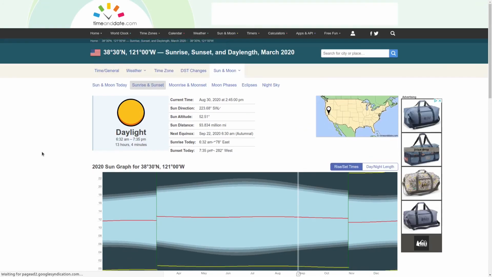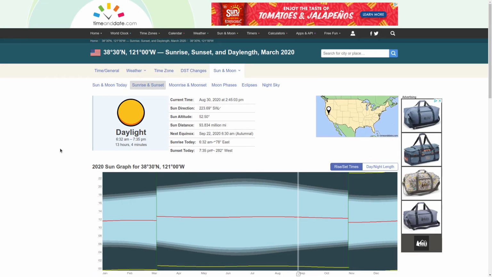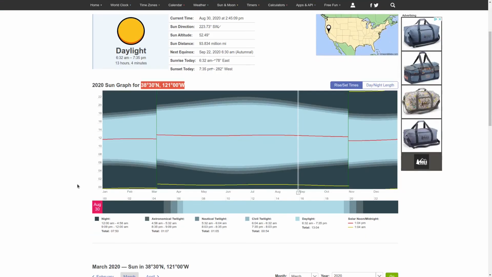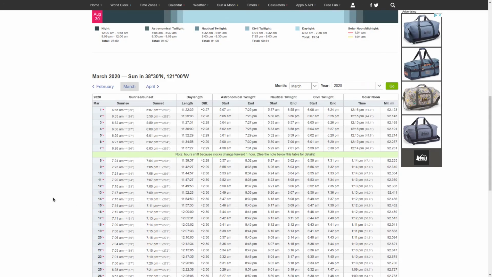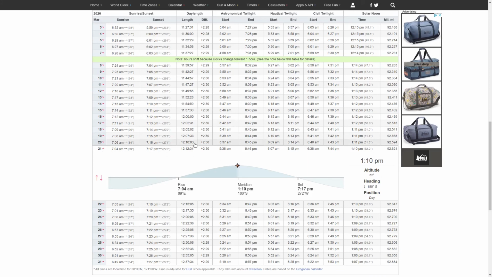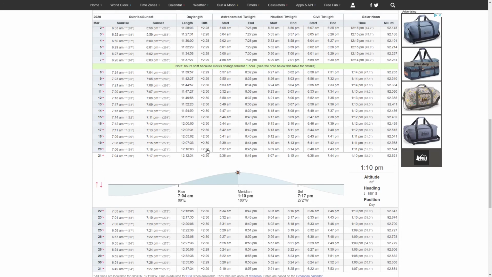In March, one of the things I should probably tell you, I also set this link up so that it's taking us to right about our latitude and longitude, so it'll be accurate. Part of your assignment will be setting in different values or going to different places and then telling me what the sunrise and sunset times are for those places. So on March 21st, the sun comes up at 7:04, sets at 7:17 for about a 12-hour day, but every day we're gaining 2 minutes and 30 seconds. So around the time of the equinox, we're gaining 2 minutes and 30 seconds.